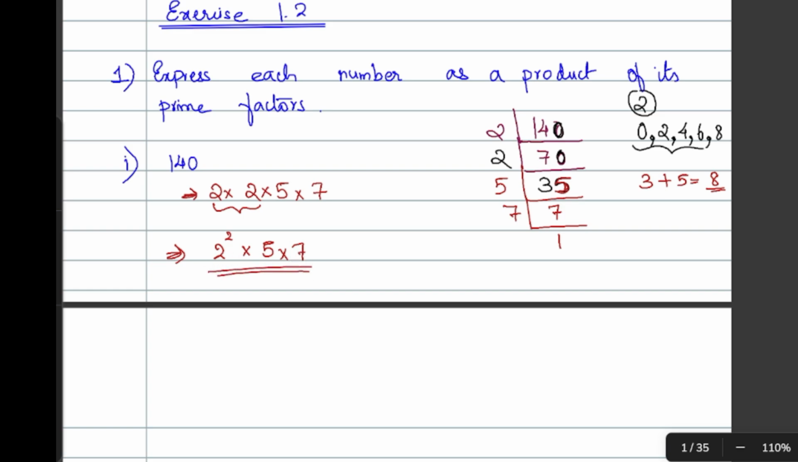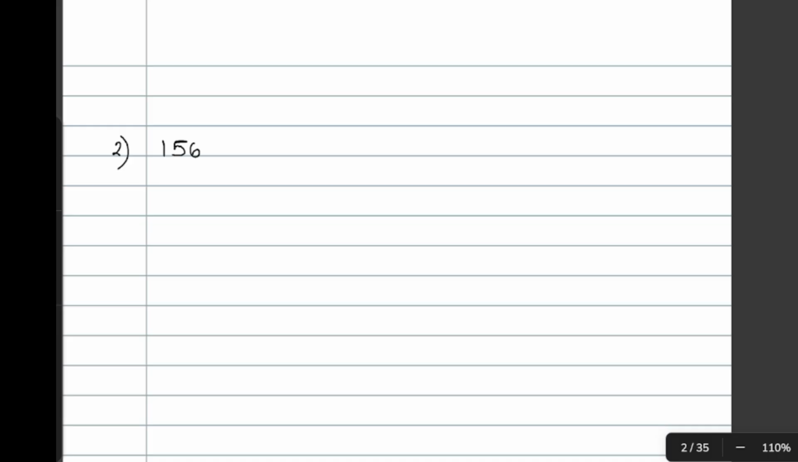Okay, understood? Now the next one, 156. How to do the 156? Again, same like this, we can do the 156. Since the last digit is 6, the least number with which I can divide is 2. So I'm going to divide it by 2. I will get 7 2s are 14, remainder 1, 16, so it is 8 2s are 16.